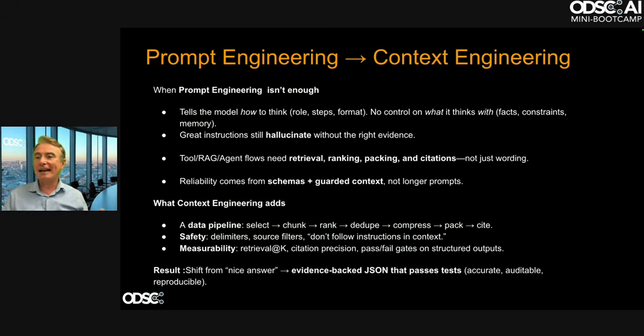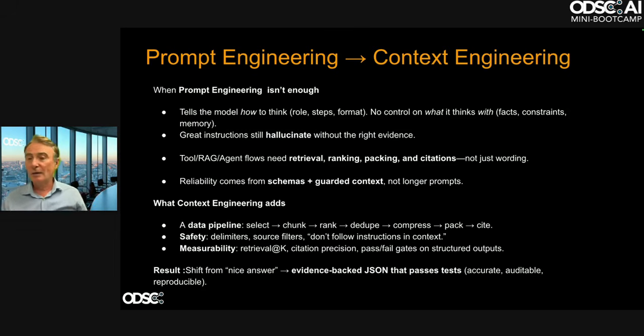So you want to shift from a nice answer, like "yeah, this looks good," it's kind of prompt engineering, "I think it's good," to a more evidence-based JSON than passing a test, right? So it relies a lot on JSON and other output formats to say, is this an output that can be accurate, auditable, and reproducible?